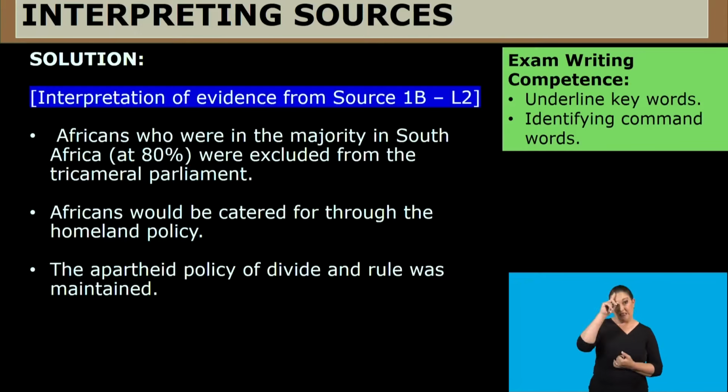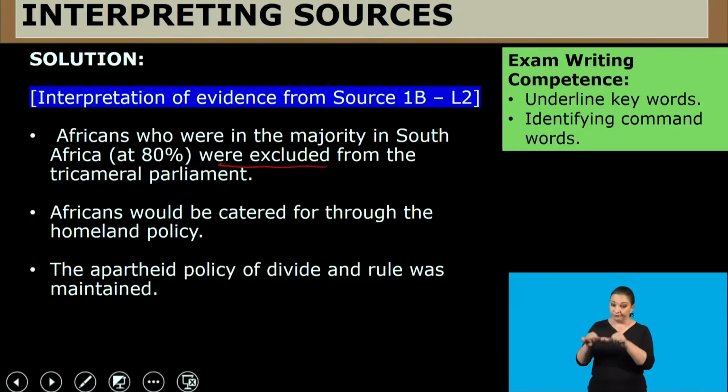Africans who were in the majority in South Africa at 80% were excluded. Very important. They were excluded from the tricameral parliament. Africans would be catered for through the Homelands policy. The apartheid policy of divide and rule was maintained.